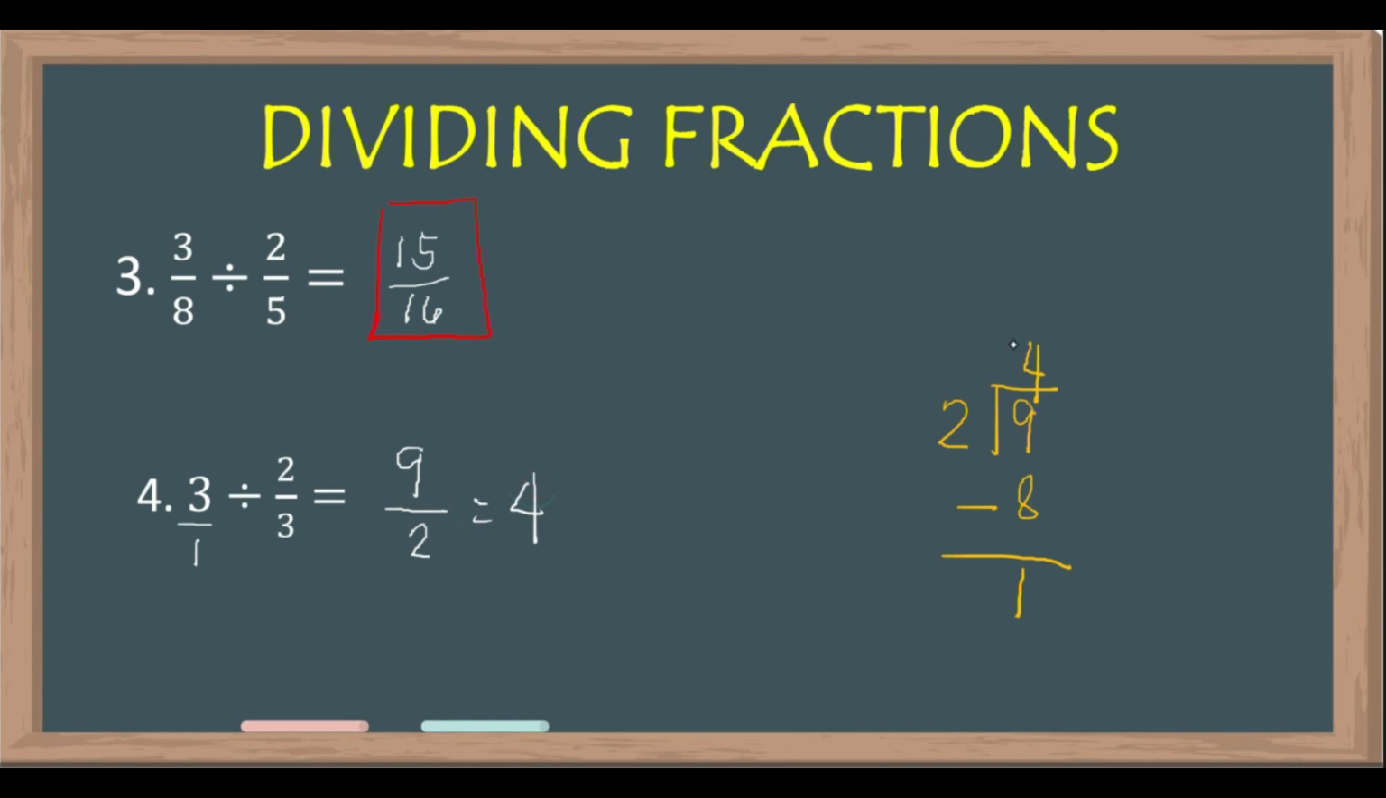So, yung quotient niya, lalagay natin dito. Then, yung remainder will become yung kanyang numerator. Yung divisor na 2 is our denominator. Okay? So, 9 over 2 is equal to 4 and 1/2. Okay? So, that's how to divide fractions.